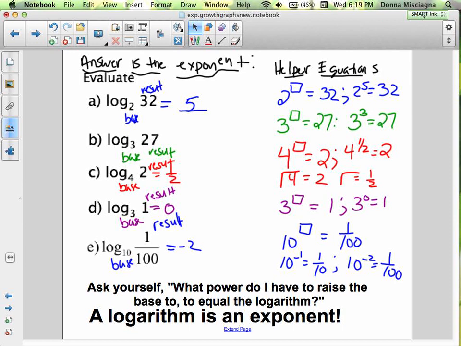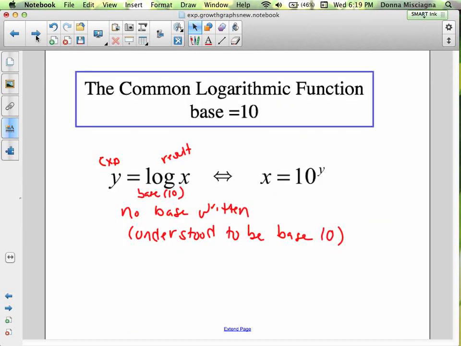All right? So when you're evaluating log statements, just ask yourself, what power do I have to raise the base to, to equal that result there? A logarithm is just an exponent. You're asking yourself, what do I have to raise 3 to get 27? What do I got to raise 2 to get 32? What do I got to raise 3 to get 1? That's all you're asking yourself, and that's all there is to evaluating. Easy cheesy lemon squeezy. And I'm going to give you ones that are nice and friendly, or reasonably friendly.